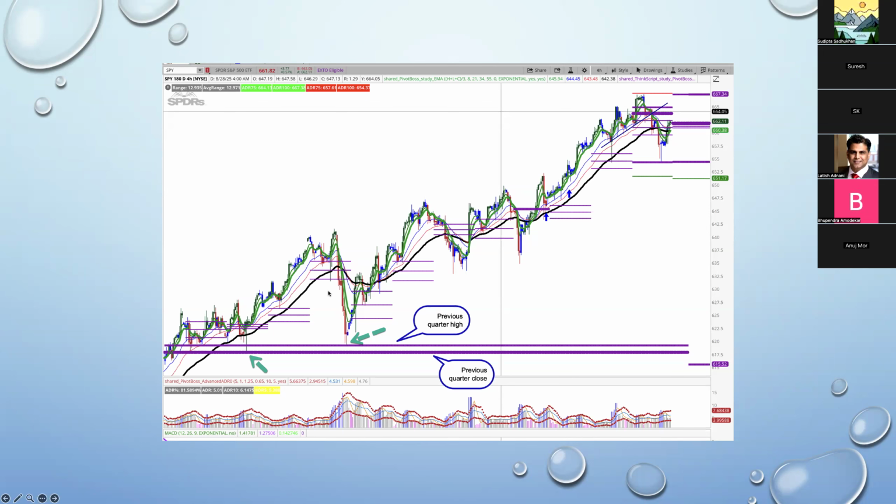So in my chart, I'm using previous quarter high, low and close, previous month high, low and close, previous week high, low and close. I'm not talking about the current month, current week, current quarter. I am completely talking about previous quarter, month and week. So this line is the previous quarter close, previous quarter high, and the previous quarter low could be below. I have not captured it here, but we'll talk about that in detail when I show you the chart in Thinkorswim. So what is the importance of that?